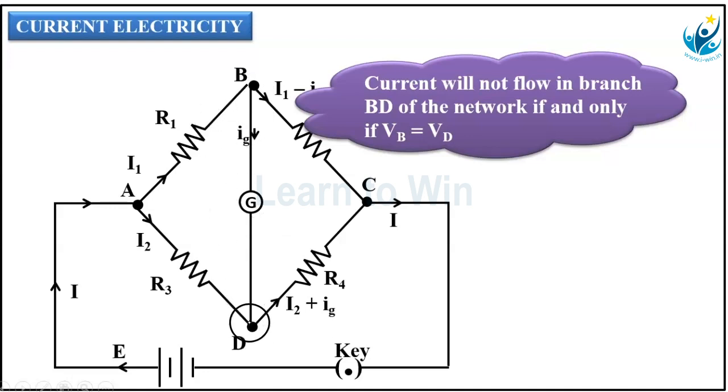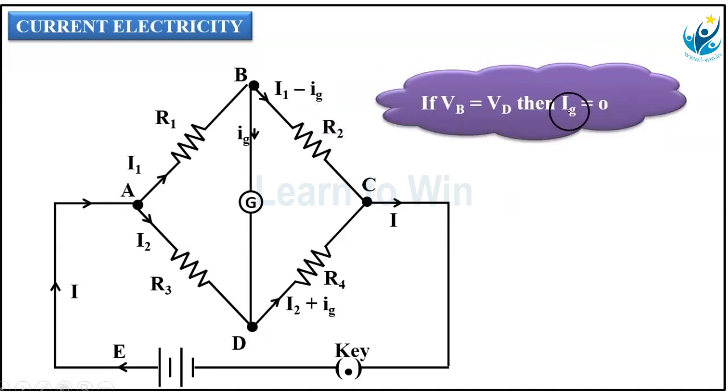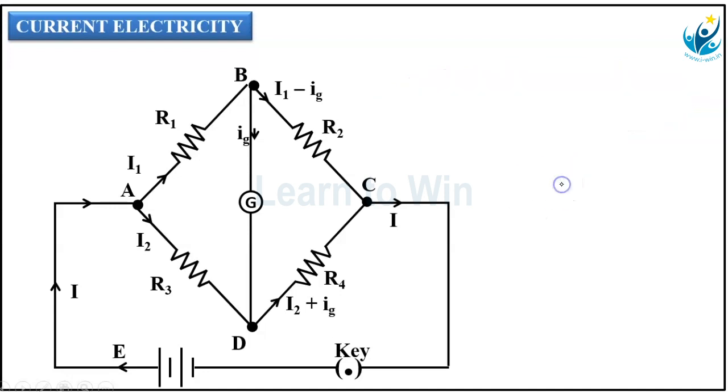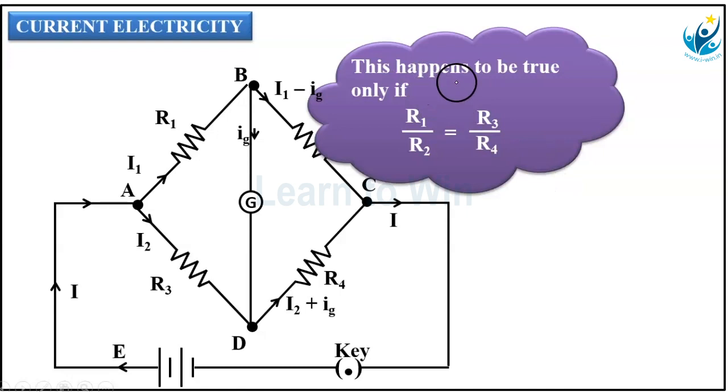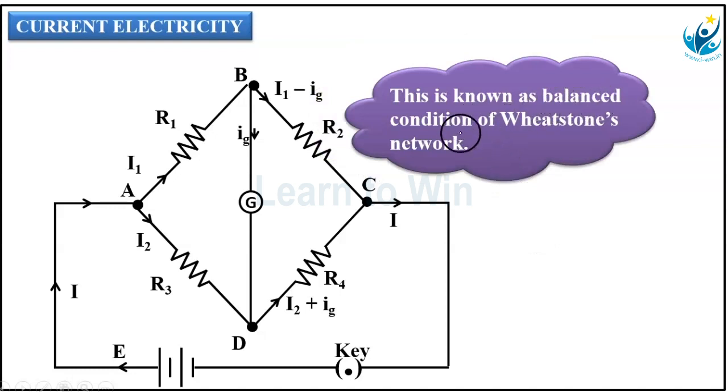B point potential, D point potential. If these two potentials are the same, no current flows through the BD branch. That means the BD branch current, which is Ig, the galvanometer current, is 0. If VB equals VD, then Ig equals 0. This happens to be true only if R1 by R2 is equal to R3 by R4. This is the balancing condition of Wheatstone's network.